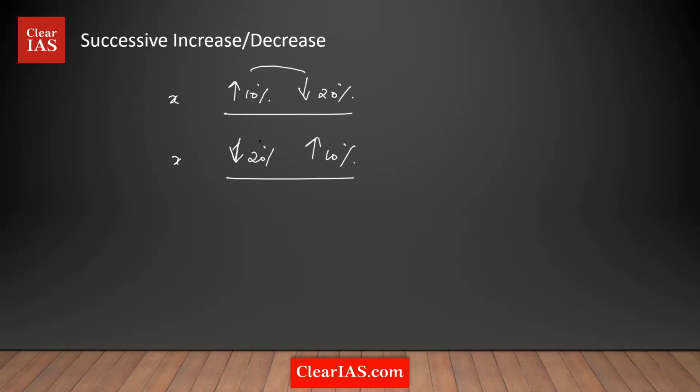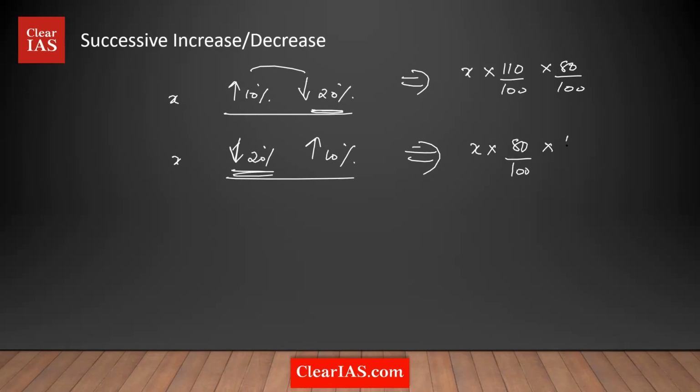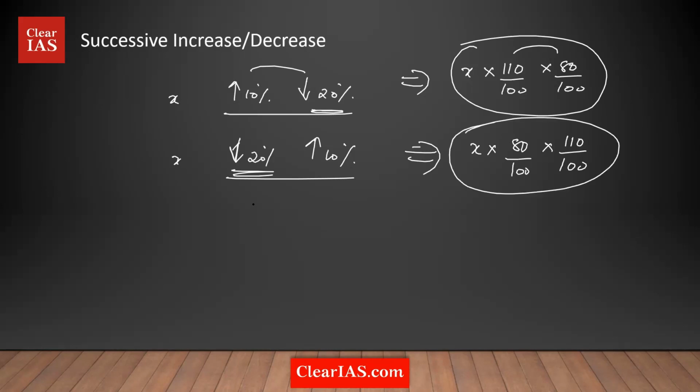The order doesn't matter. Because when you write down the formula, it becomes x into the 10% increase, 110 by 100. Then if you are decreasing it by 20%, it means into 80 by 100. This is what you're doing formula-wise, correct? So this is the same as here. What you're doing is first you decrease by 20%, which becomes 80 by 100, into the increase by 10%, into 110 by 100. See, the only thing is that the order changes. That's it. But the calculation, the product, is going to be the same. So that's one thing I want to say.